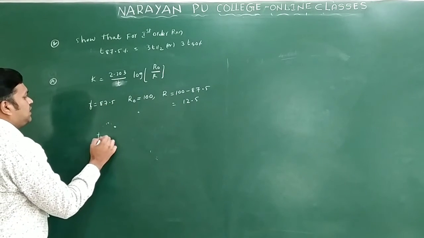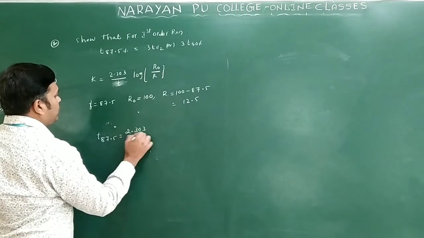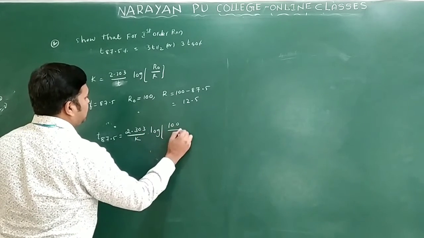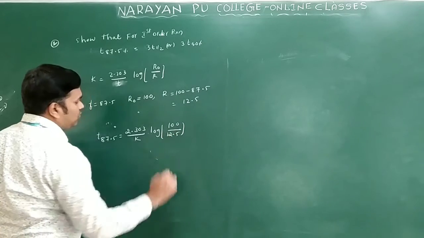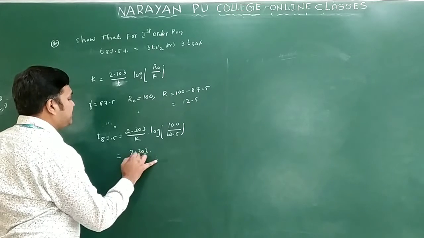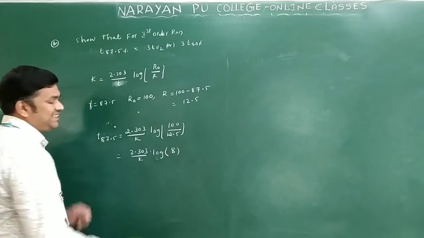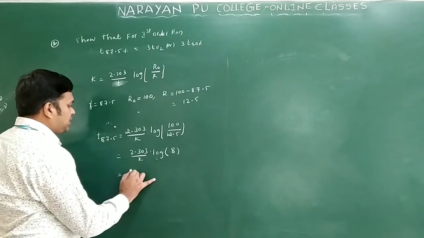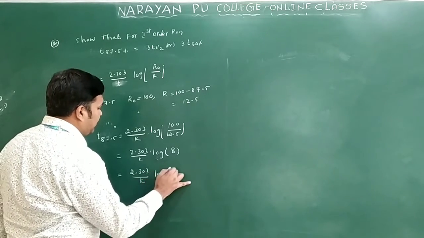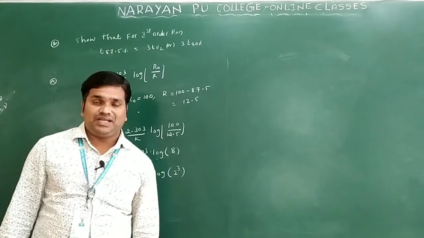Now we want to substitute the value. Here T 87.5% is equal to 2.303 by K into log 100 by 12.5. Clear? Now 2.303 by K into log 100 by 12.5, you will get 8. Now I want to change it like this: 2.303 by K into, I want to write this 8 in the form of 2 cube. 2 2s are 4, 4 2s are 8, so you can write 2 cube.